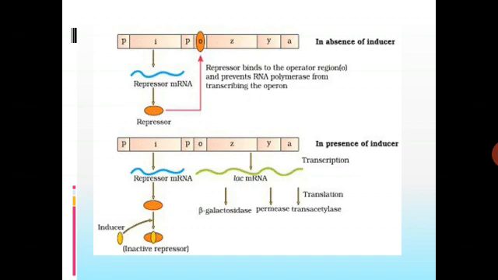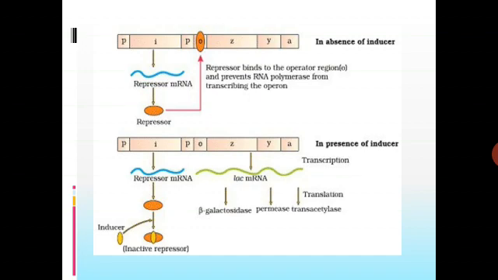Now when there is lactose in the medium, a few molecules of lactose are carried into the bacterial cell and they bind to the repressor protein produced by the regulator gene to form an inducer-repressor complex. So the inducer-repressor complex is formed.